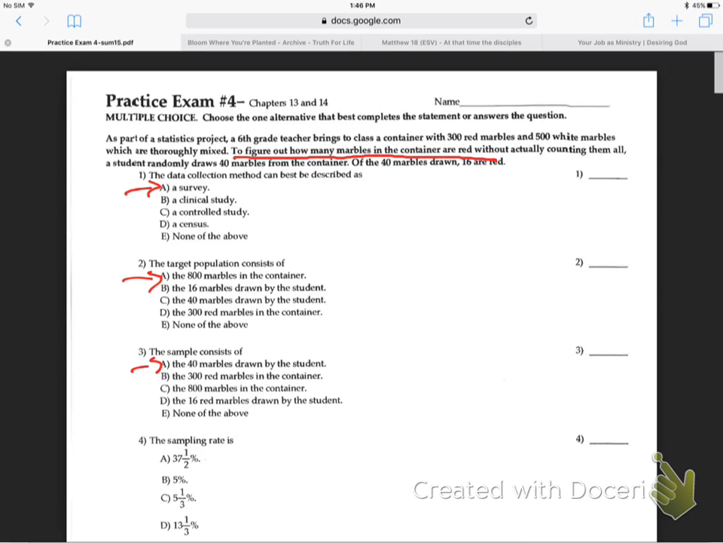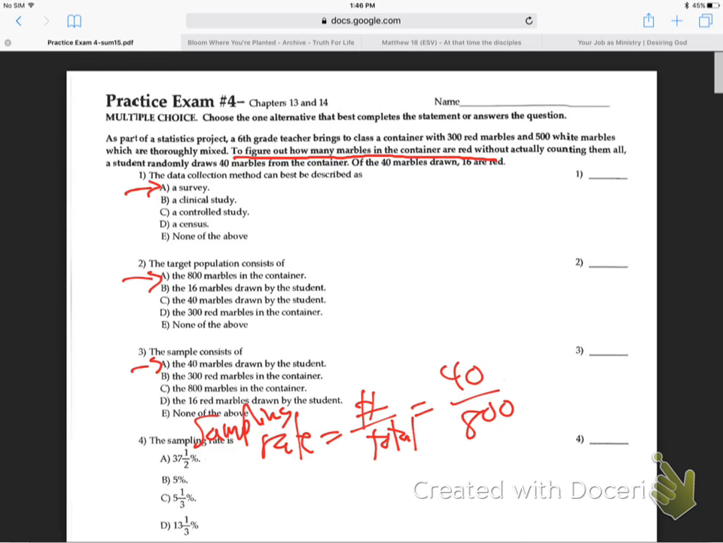Number 4, sampling rate. Remember how to figure out sampling rate? Rate, any kind of rate means number over total. Rate is the part. So when it says sampling rate, how many were sampled? 40 out of 800 total marbles. Does that make sense? That's the sampling rate. It's the portion that were sampled. So they grabbed 40 marbles out of 800. You reduce that, change it to a percentage, you get 5% on that. Good so far? I move on to 5 and 6.